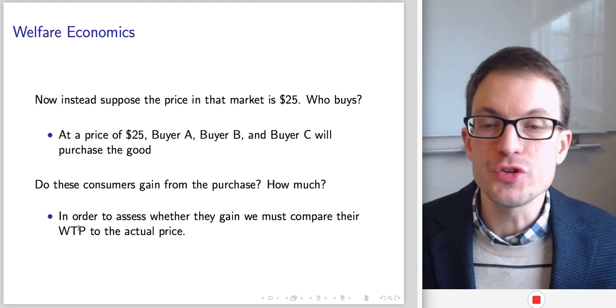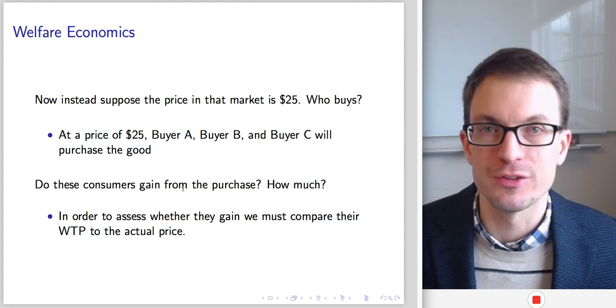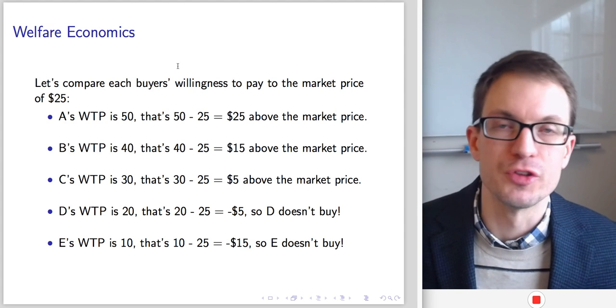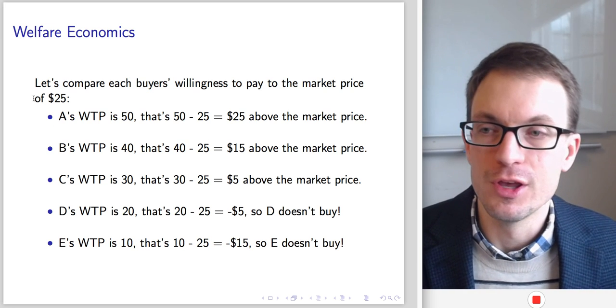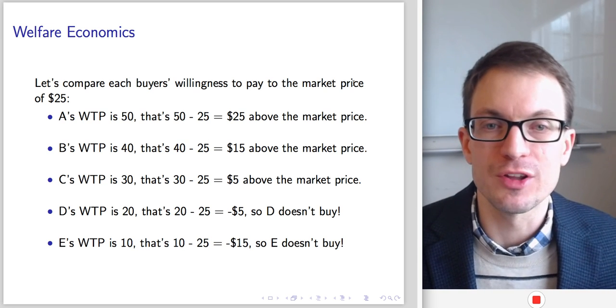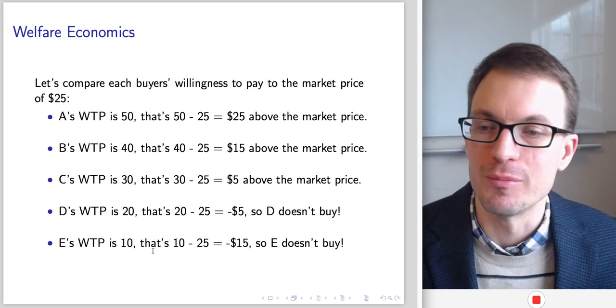So in order to assess whether they gain, we have to compare everybody's willingness to pay to the actual price. So let's do this here. First, I'll do this with words, and then I'll show this with the graph. So, okay, let's compare each buyer's willingness to pay to the market price of $25. Remember, these are the same data from the table.